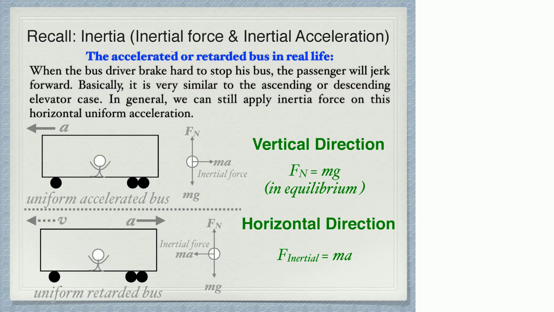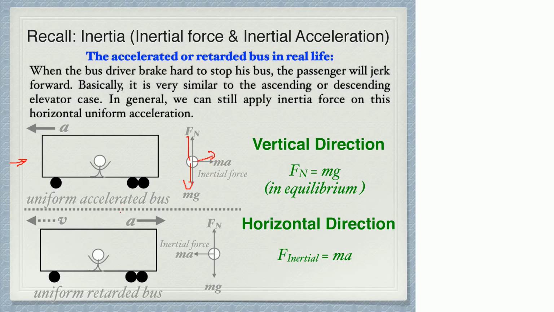The acceleration or retardation or deceleration of a bus in real life, what happens? When a bus driver brakes hard to stop a bus, the passenger will jerk forward. It's similar to the ascending or descending of an elevator. So in general, we will still apply the inertial force on this horizontal uniform acceleration. In the vertical direction, what will happen? See, this is the vertical direction. Force is here, Fn, and this is the mg. The inertial force is like this.